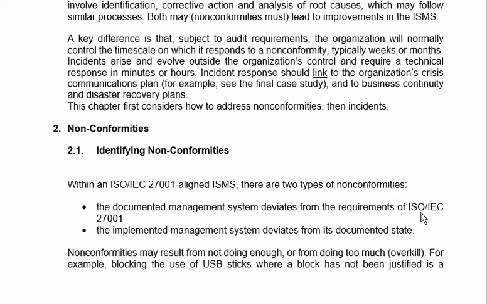The first thing is the documented system: whether you have documented your policy and process within the organization or not. Another thing is the implementation of the management system. If you have written certain things within your policies and processes, but these things are not being implemented at the ground level, that means you are deviating from your process or your control. Now let's take an example here.